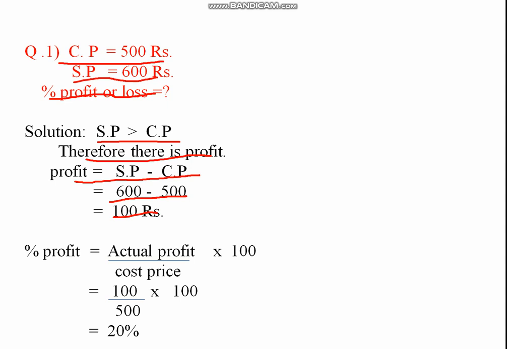Now find out the percentage profit. Use the formula: percentage profit is equal to actual profit upon cost price into 100. So actual profit is 100 rupees, cost price is 500 rupees, into 100. After simplification, by using a simple calculator, you can find it: 5 twos are 10, 100. Therefore, percentage profit is equal to 20%. So in this transaction, we get a 20% profit.